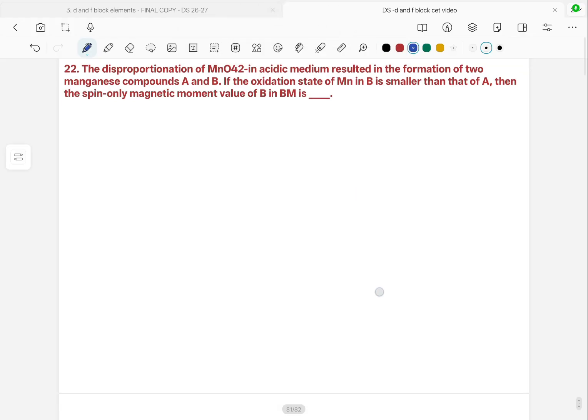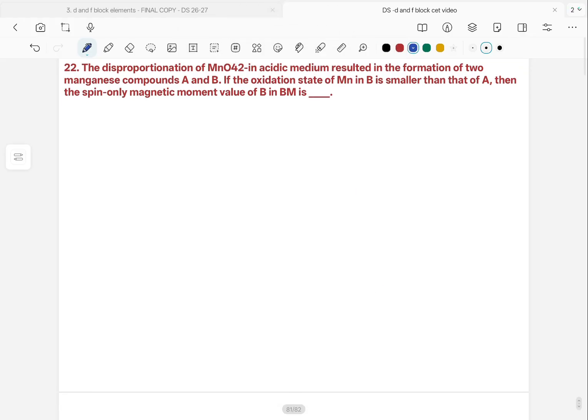The question is like that: the disproportionation of MnO4 2 minus in acidic medium will result in 2 manganese compounds, A and B. If the oxidation state of manganese in B is smaller than A, then the spin magnetic moment value of B is equal to how much?